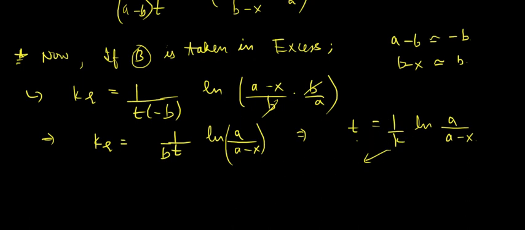Okay, and why are we calling it pseudo first order reaction? Because this term looks similar to what we have already seen in first order reaction. So k is the rate constant for pseudo first order reaction.